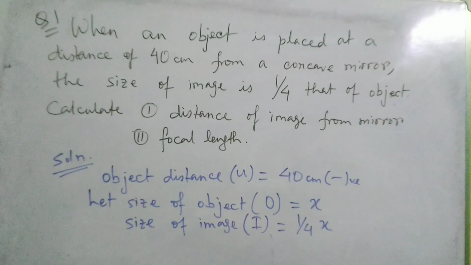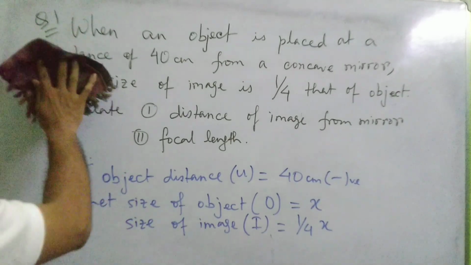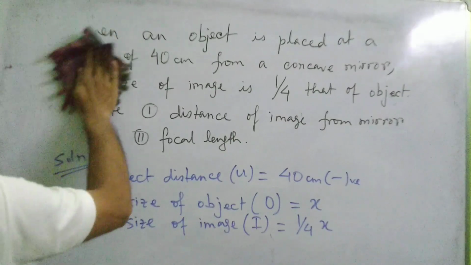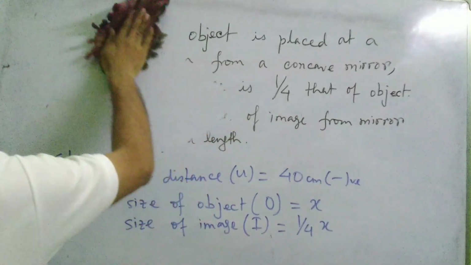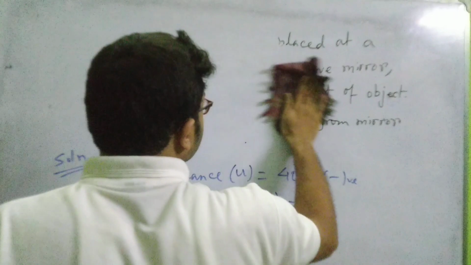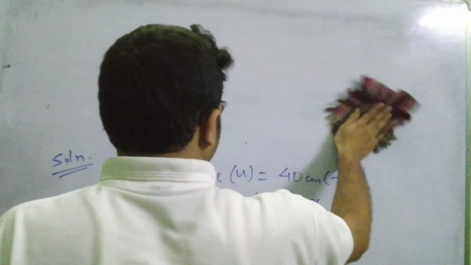Now what has been asked? It has been asked to find out the distance of the image from the mirror. Distance of the image from the mirror means we have to find out the image distance. Okay, so I am just erasing the question. I hope you have noted down the question. If not, please pause the video and note down the question and then observe the solution.